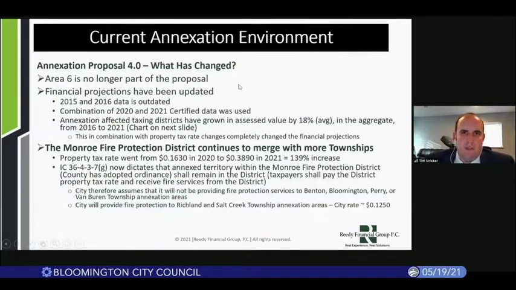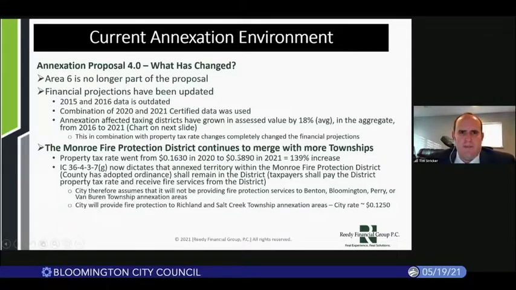So what has changed since May of 2017? As I said before, Area 6 is no longer part of the proposal. The financial projections had to be updated because, frankly, using information from 2015 and 2016 would have been outdated. So when the model was built, a combination of 2020 and 2021 certified data was used when possible. Since that time, in the aggregate, from 2016 to 2021, assessed value has grown by 18% on average in all the annexation areas. So this, in combination with the property tax rate changes, pretty much completely changed the financial projections, at least from a dollar perspective.